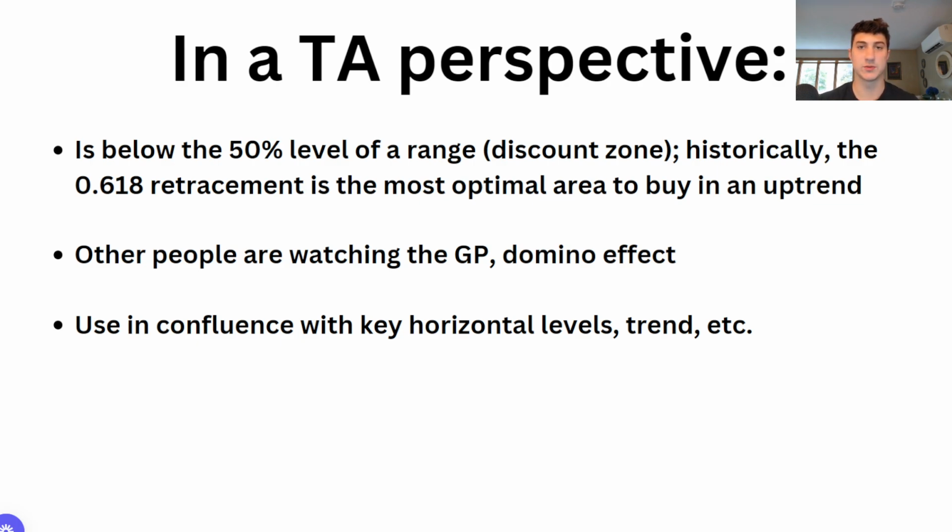The second reason this works so well is that other people are watching the golden pocket and they're going to enter at the golden pocket as well. So if everyone is watching the same thing on a chart, watching the exact same level, drawing the exact same level, and they all have their buy orders there, that is going to drive the price up, right? Because there's going to be so many orders in one area that it will just inherently have a reaction at that level. And of course, you want to use this in confluence with key horizontal levels, trend, divergences I like to use as well, and other things which I'll get into in a second.